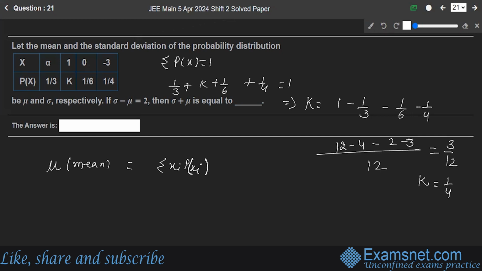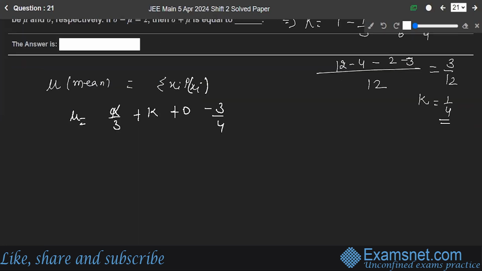So that means mu is equal to 1 by 3 alpha plus k plus 0 minus 3 by 4. K's value was 1 by 4. So this is alpha by 3 plus 1 by 4 minus 3 by 4, or this is equal to alpha by 3 minus 1 by 2. This is mu.